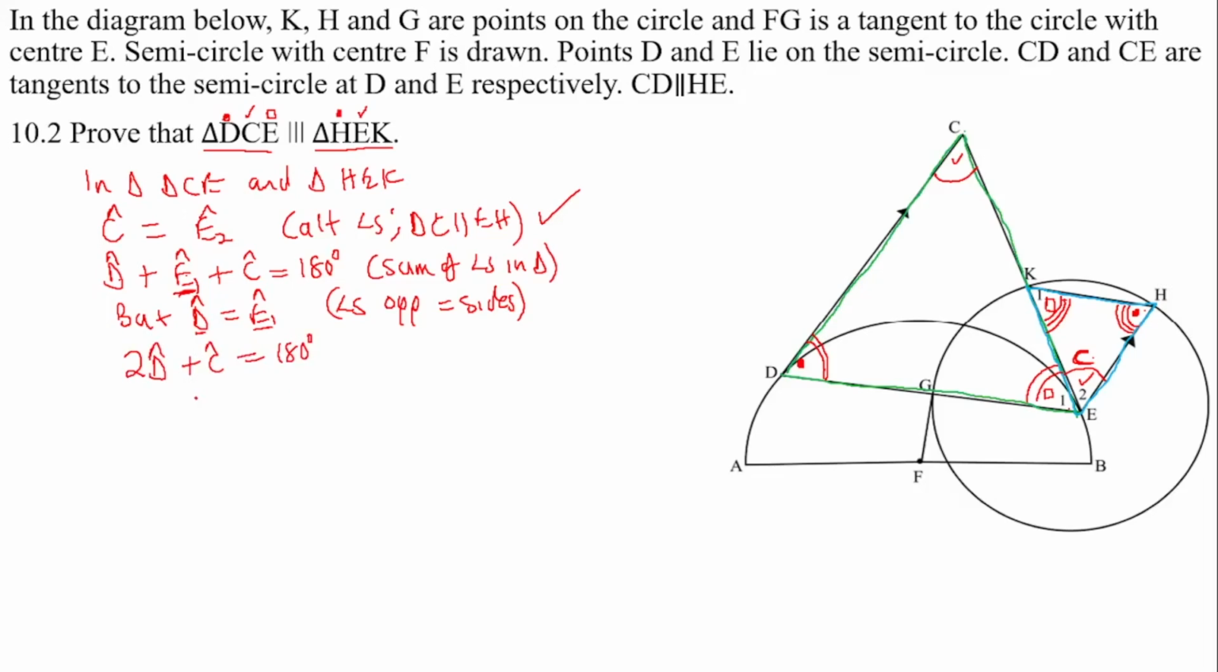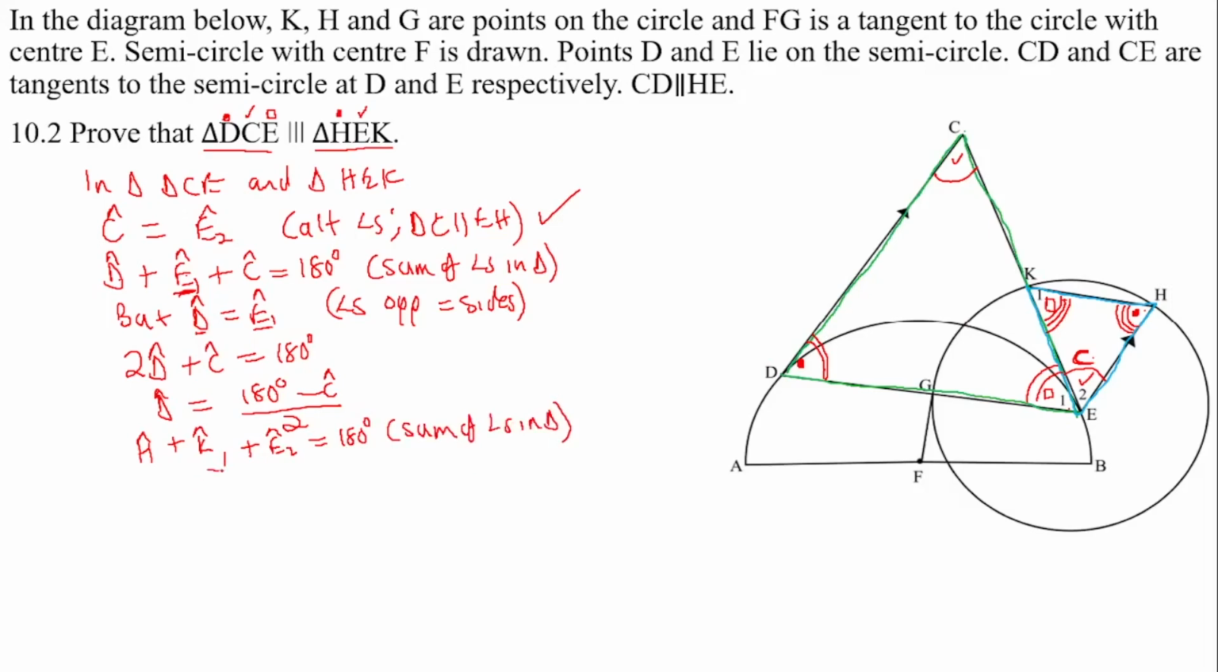And then what would be angle D? Angle D would be equal to 180 degrees minus C, isn't it? Divided by 2, right? Let's talk about angle H now, right? We'll do the same process. We're saying angle H plus angle K1 plus angle E2 is equal to 180 degrees, isn't it? This is in triangle HEK. Then there is sum of angles in triangle, right?